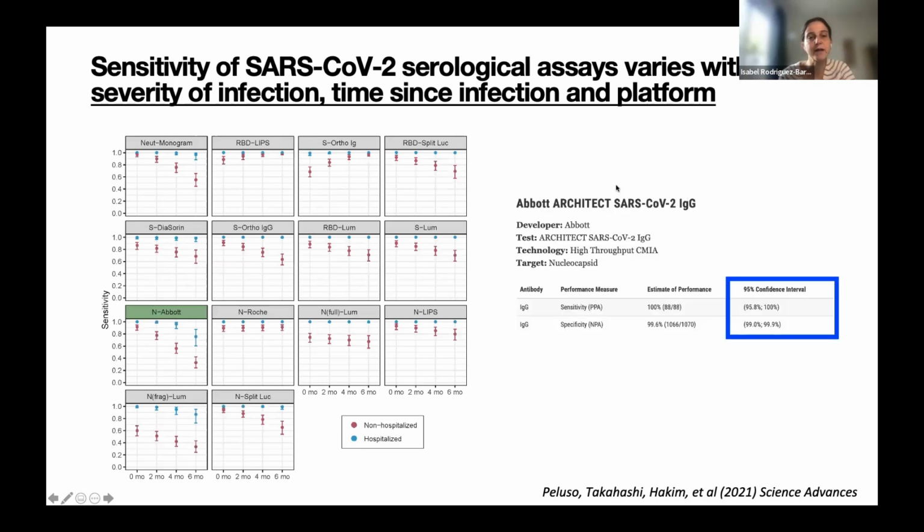And what's disconcerting about this is that even though this paper is published and many other papers have shown a similar story, if you look at the packaging insert of the Abbott Architect IgG test, it still reports a sensitivity of 100%. But of course, it's a sensitivity of 100% in hospitalized patients with recent infection, right? So really, before using any assay, you need to understand how it has been validated, with what population, and what it was validated for.